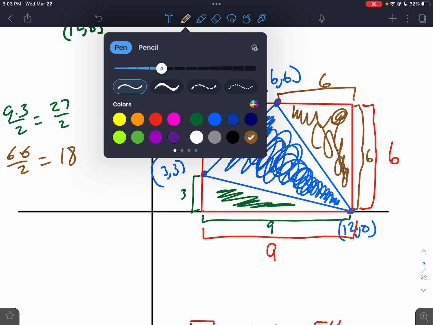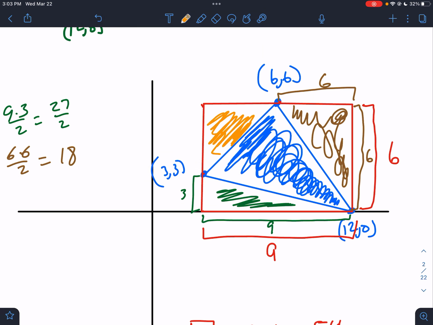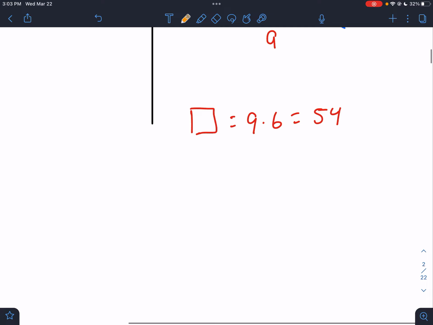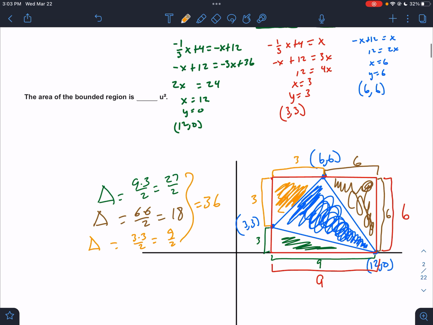And then finally, this last triangle over here, we'll do orange. This triangle would be a height of 3, right? From 3 to 6 is 3, and then this is also 3 to 6, right? If you start at 3, 3 and go to 6, 6, you're going up 3 over 3. So the orange triangle would be 3 times 3 divided by 2, which is 9 halves. Combine all those, you would get 18, and then 27 over 2 plus 9 over 2 would also be 18, so this adds up to 36. So 54 minus the 36, and the final answer would be 18.